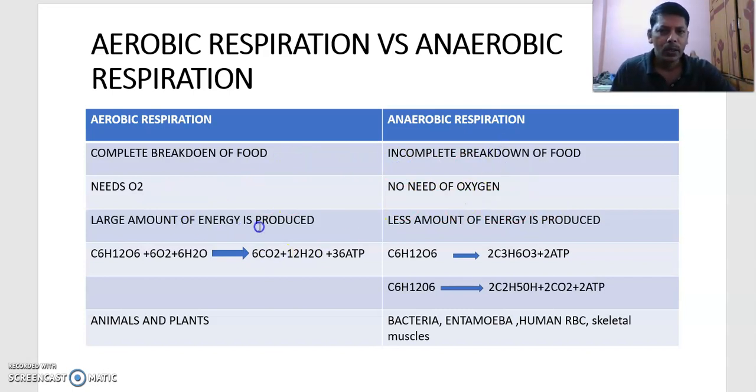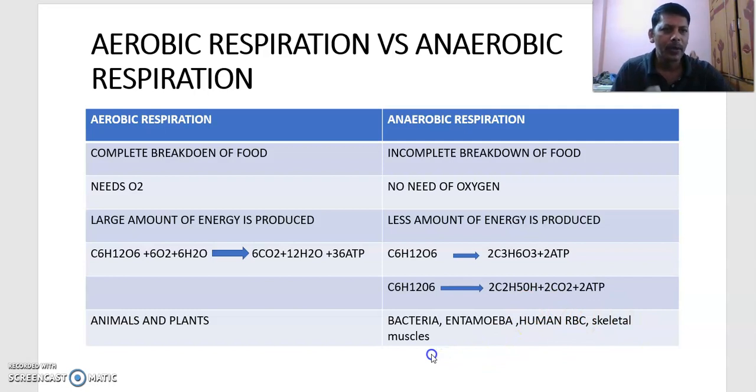A large amount of energy is produced in aerobic respiration. You can observe here 36 ATP molecules. Here, less amount of energy, only 2 ATP molecules are produced. Aerobic respiration occurs in higher plants and animals. Anaerobic respiration occurs in bacteria, Entamoeba, human RBC, and skeletal muscles.